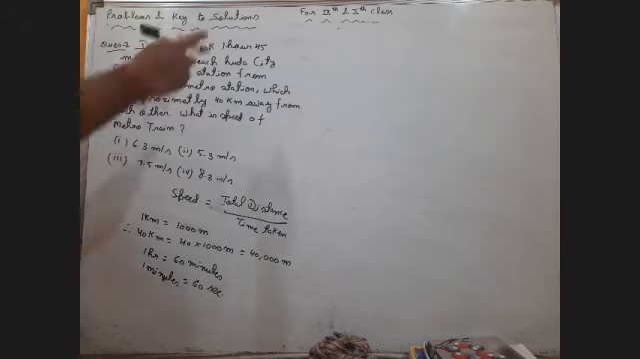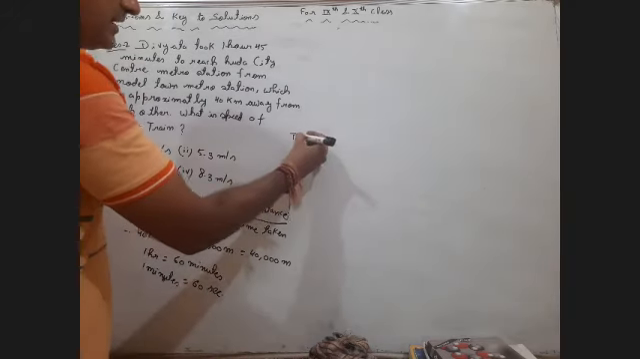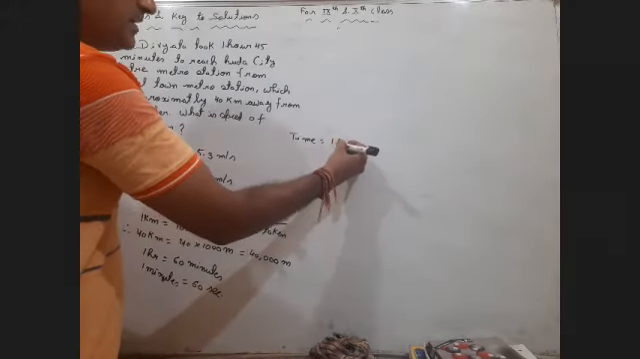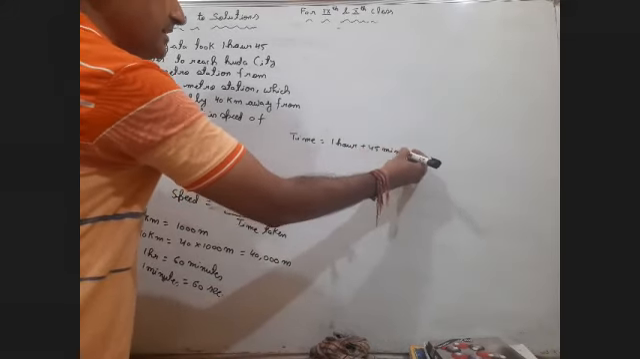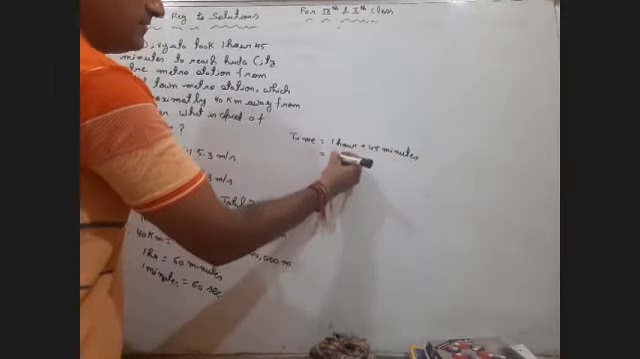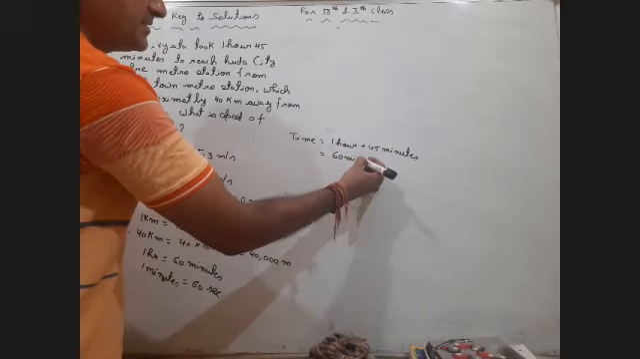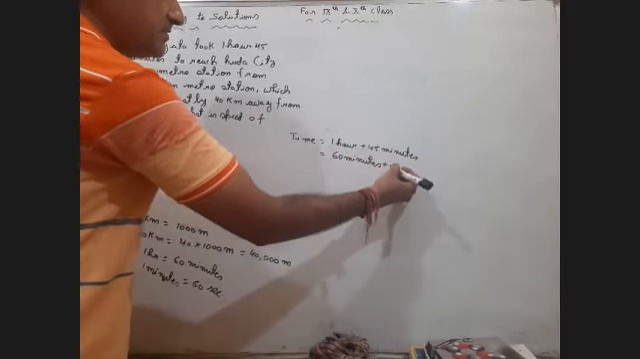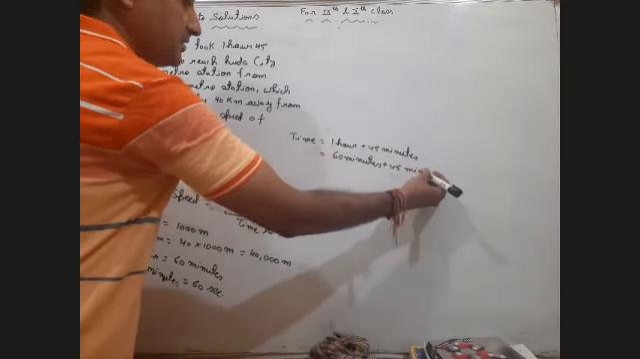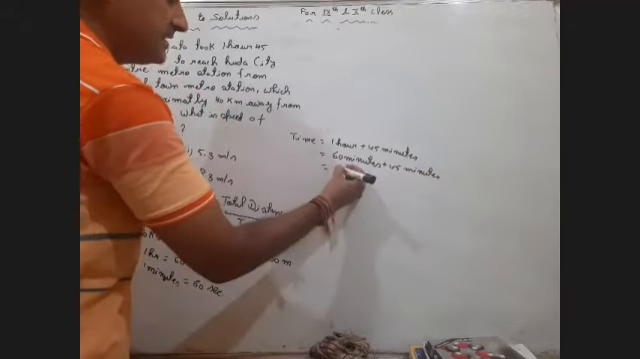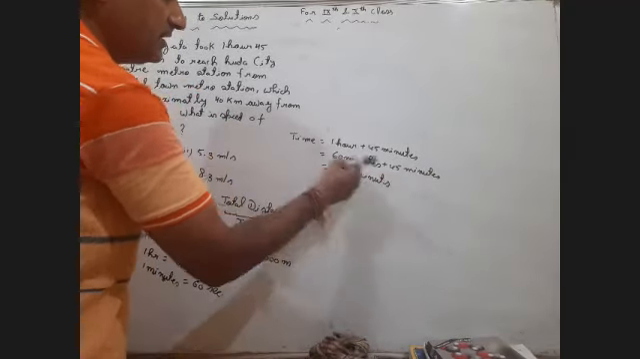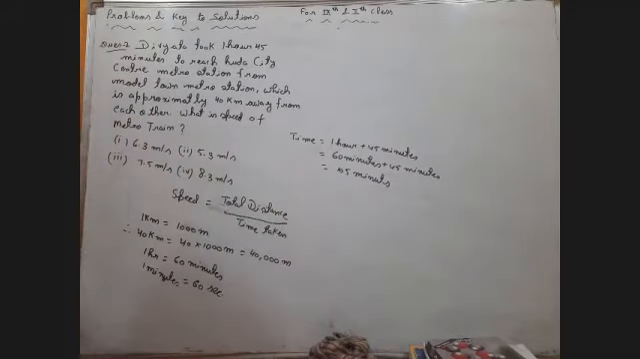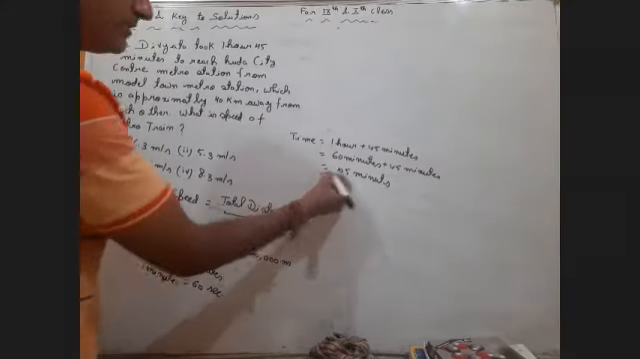So here it is given 1 hour. So time means 1 hour plus 45 minutes. How can we write it? We can say 60 minutes plus 45 minutes. So the total time it is taking is 105 minutes. So we have converted hour into minutes, but still the answer is given in seconds.